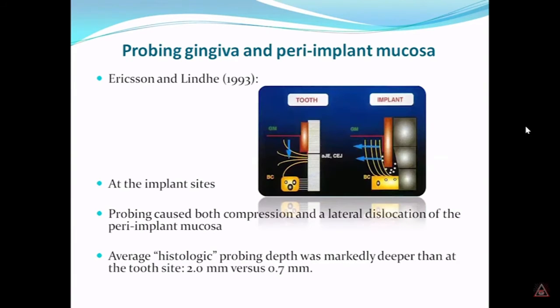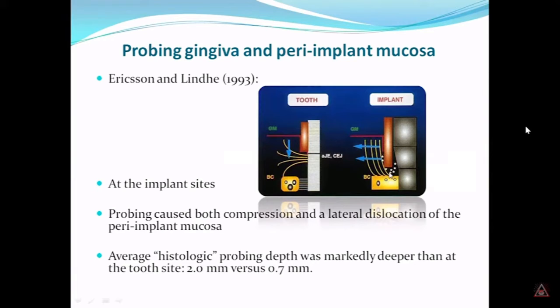Probing gingiva and peri-implant mucosa. Yesterday I told you that the gingival sulcus depth around the implant is more. If you see this picture, in the case of a natural tooth, there are principal fibers and secondary fibers running from the teeth to the gingiva. So if you probe the gingival sulcus, then these fibers will obstruct. That's why your gingival sulcus depth is 2 to 3 mm clinically.